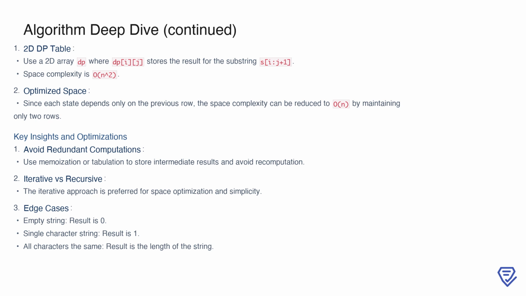Beyond the data structures, there are additional insights and optimizations to consider. For example, memoization can be used to store intermediate results, reducing redundant computations. While both recursive and iterative approaches are valid, the iterative method is generally preferred due to its simplicity and reduced space usage. It's also important to handle edge cases, such as when the input string is empty, contains a single character, or consists of identical characters. In these scenarios, the outputs should be 0, 1, and the length of the string, respectively.